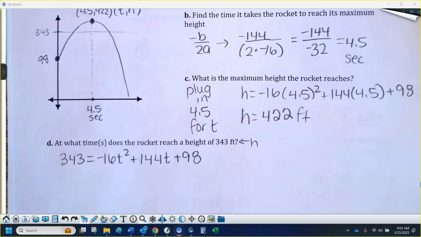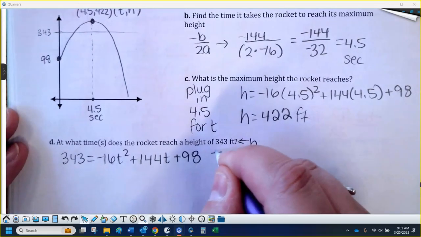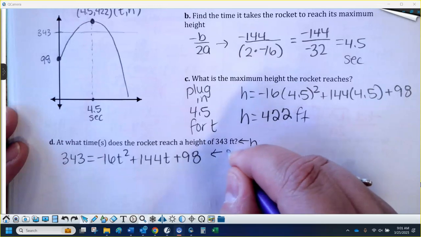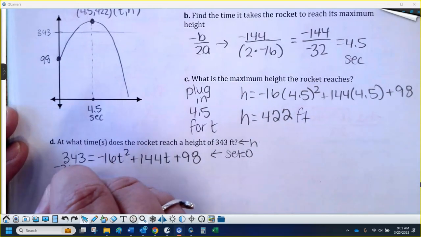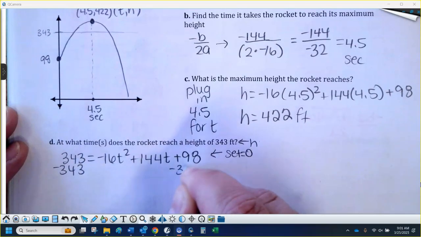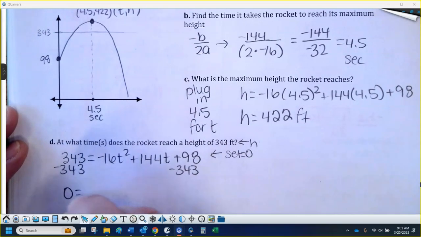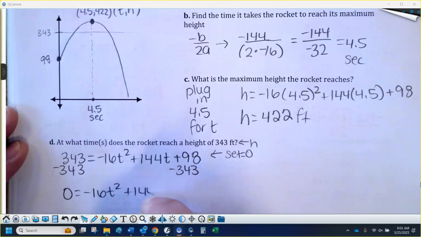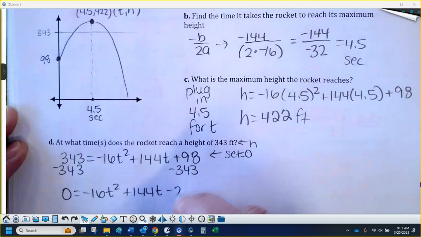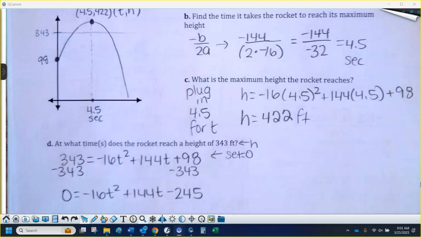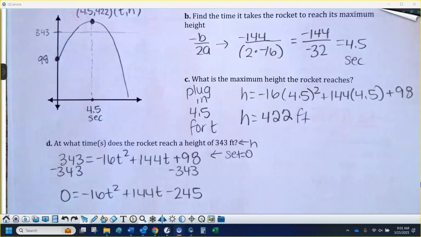The first thing you have to do to solve this lovely equation, we're not going to try to factor, we're not going to complete the square. We're going to set this equal to 0. To do that, I just need to move the 343 to the other side. Everything else we are doing on the calculator. This will be negative, so I'm going to do 198 minus 343. So that term on the end there is negative 245.